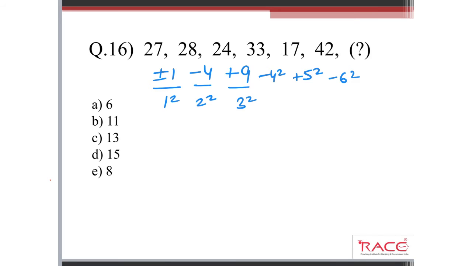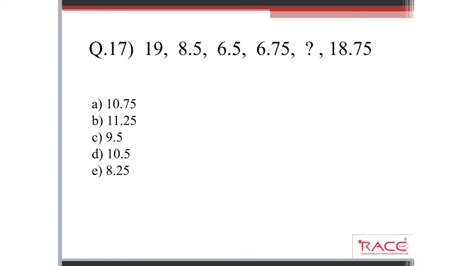So 6 square is 36. 42 minus 36 will be 6. So the answer is option A. This is very easy. If you follow the right sequence or right pattern, you can solve this question within 30 seconds, but after practice. Now question number 17, an easy but tricky question. So let's solve this question.